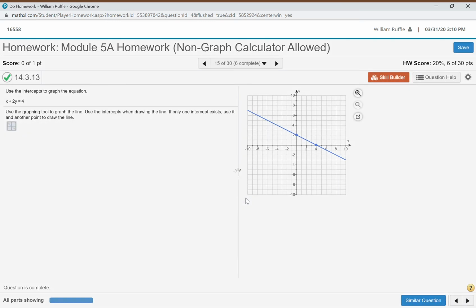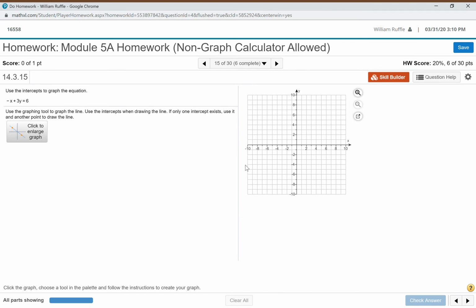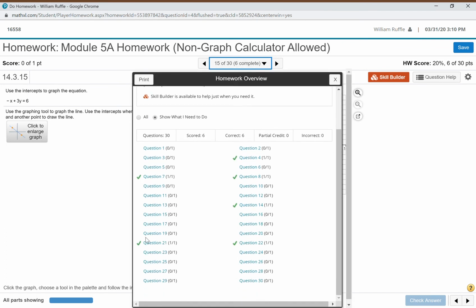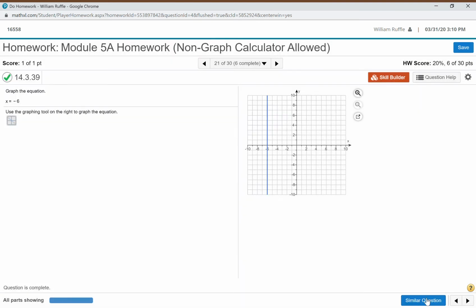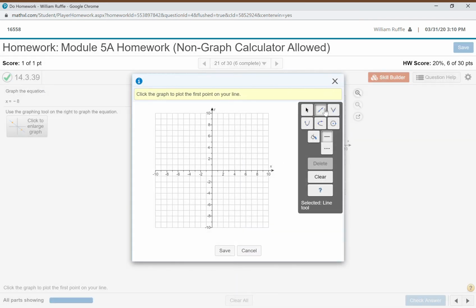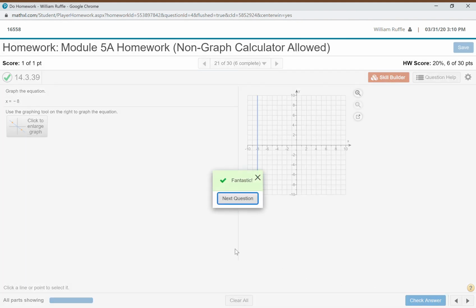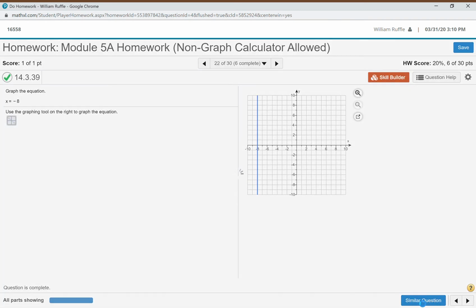All right, and then I'm going to do 2 more questions, very quick questions. 21. Similar question here. Remember, x equals negative 8. If we remember from my discussion, that's a vertical line. So all I really have to do is make this a little bigger, click on the line. I go to where x is negative 8. Remember, this is the x-axis. So I go to x is negative 8. And then all I have to do is make sure it's vertical. That is a vertical line. Click check. Check my answer, and there we are.